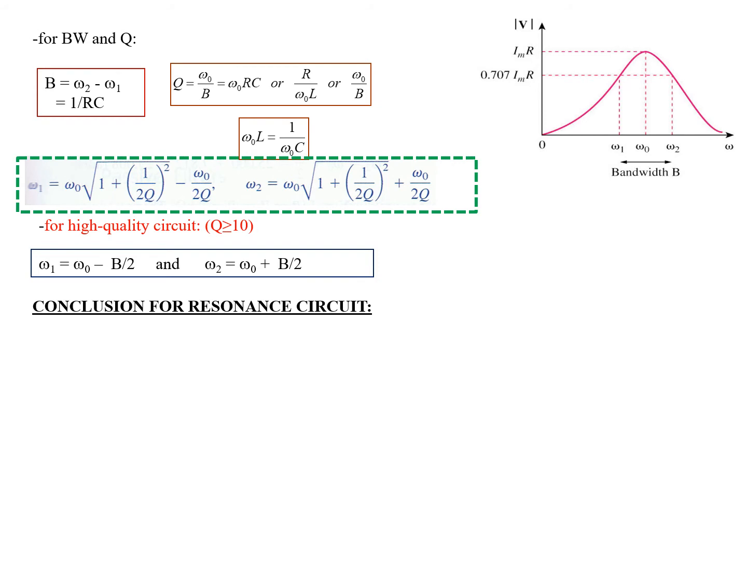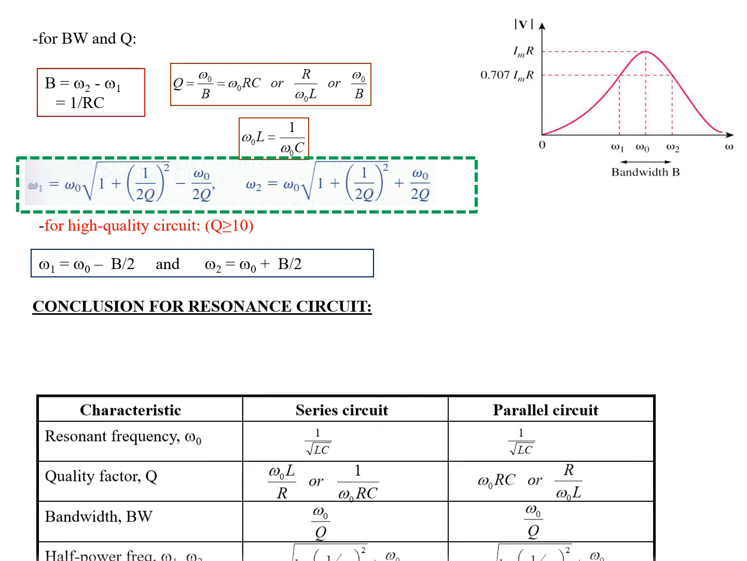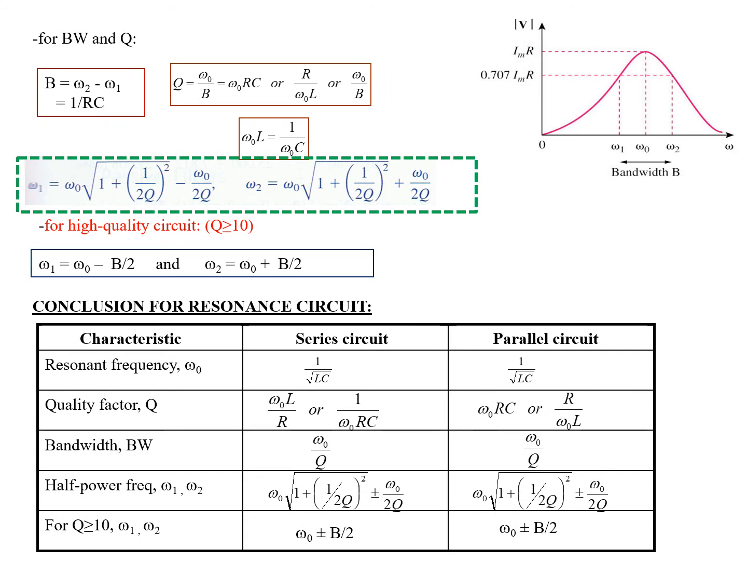Now, this is very important because it is a conclusion for the resonance circuits. The resonant frequencies for the series and parallel circuits are the same, 1 over square root of LC. The quality factor for the series circuit is ω0L over R, or 1 over ω0RC. But for a parallel circuit, we have ω0RC, or R over ω0L. For bandwidth, it is ω0 over Q for both series and parallel, and the half power frequencies ω1 and ω2 are also as shown in the table.